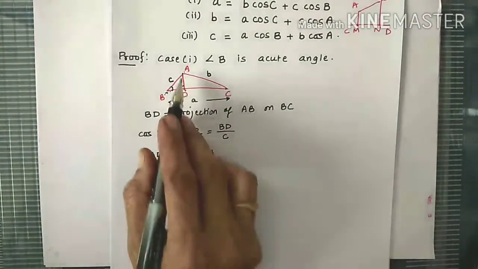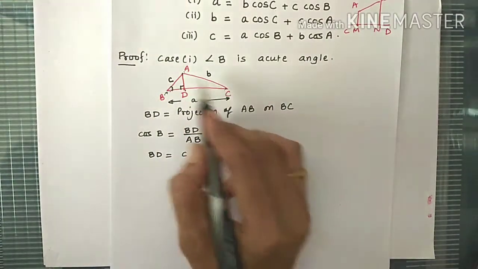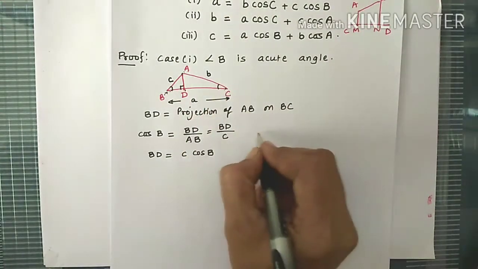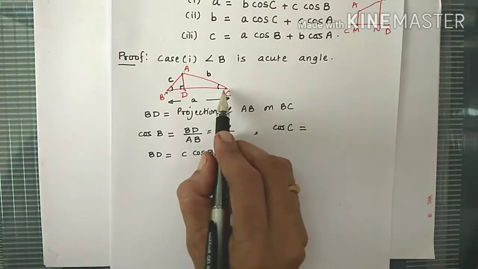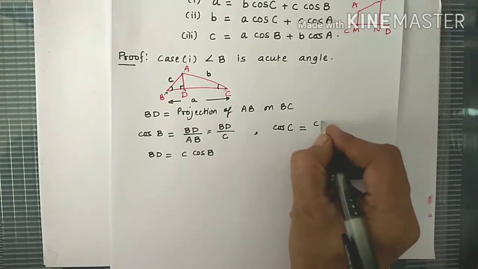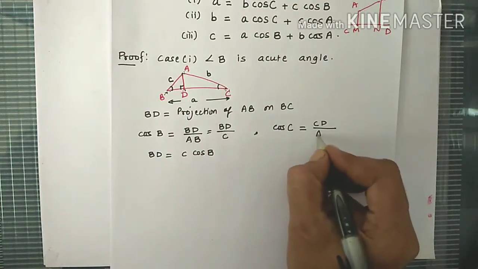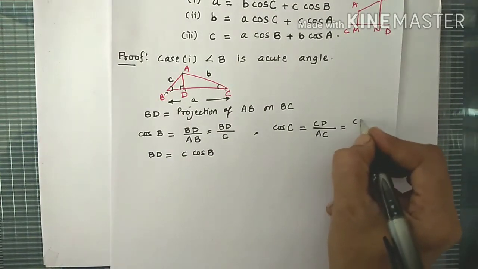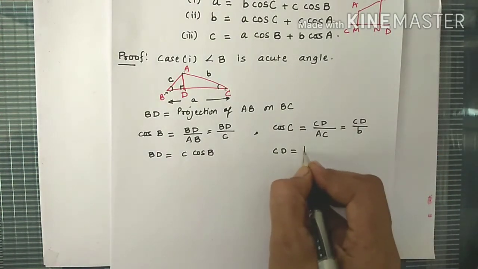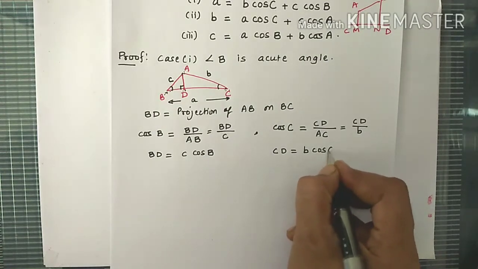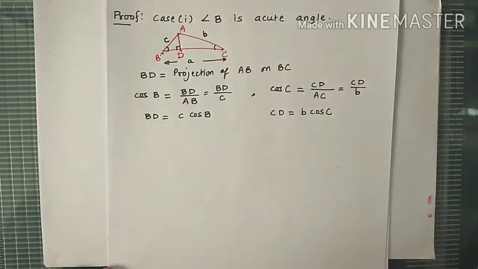Okay, considering the triangle ADB and considering cos B. Now consider triangle ADC and consider cos of C. So similarly, cos of C. So what is cos of C? Adjacent side, that is CD, divided by hypotenuse. So in this triangle the hypotenuse is AC and AC is denoted by b. So CD upon b. So cross multiplying, we get CD is equal to b cos C. Okay, so we have BD equal to c cos B and CD equal to b cos C.